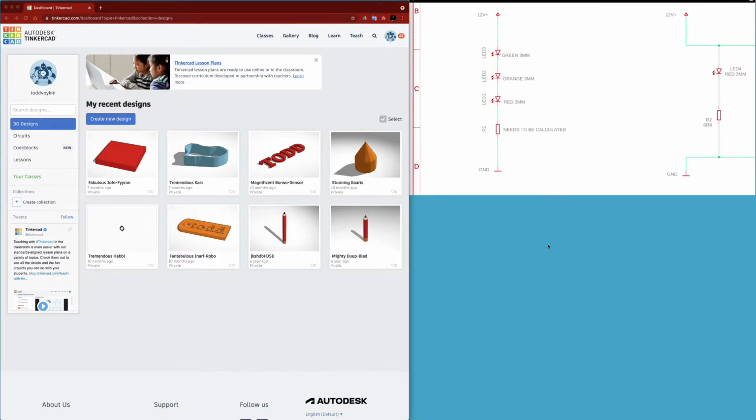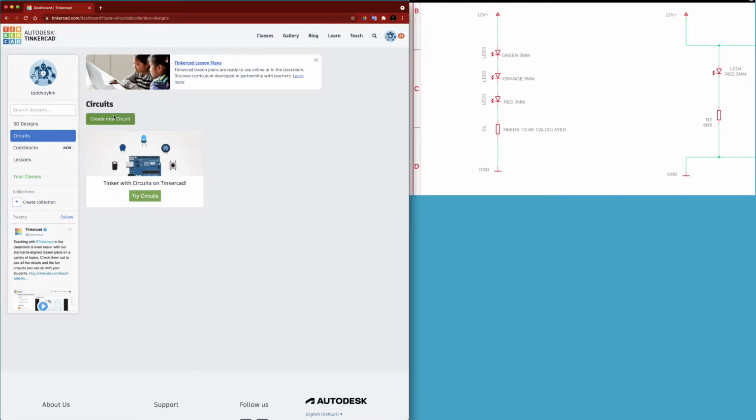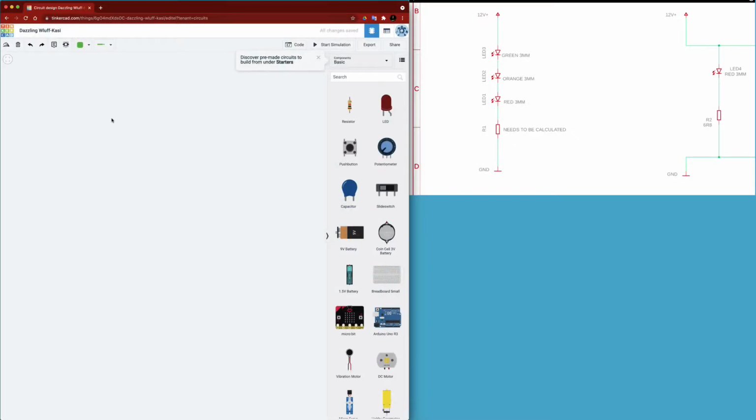What you're going to want to do if you actually want to practice your circuits at home is sign up for a Tinkercad account at tinkercad.com. And once you are signed in, you will go to the welcome window as you see on the left side of the screen here. It defaults usually to the 3D designs page, but all we have to do is click on circuits and then create new circuit. Okay, and that's going to open up our circuit workspace here.